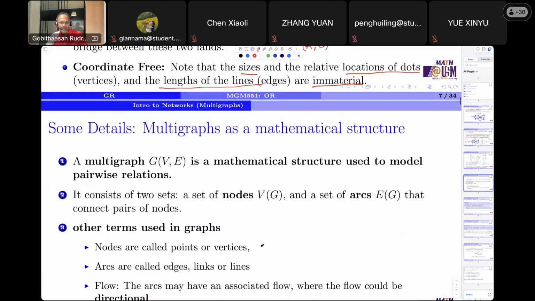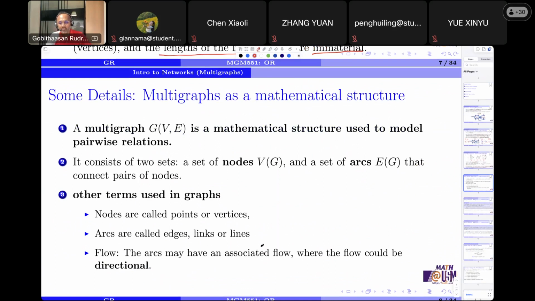Some details, but more details. So a multigraph is a mathematical structure used to model a pairwise relation. Why is it a pairwise relation? Remember, pairwise relation simply means one vertex to another. For example, an edge connected from A to B is represented in brackets in the form of (A, B). So it's a pairwise relation. And then AC, for example, CD, it's a pairwise relation, right? And it is a mathematical structure. Basically, once you draw the multigraph, you get to see the overall structure of your problem.